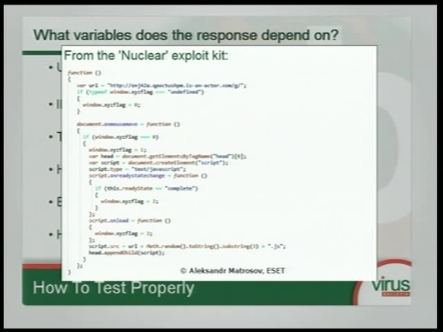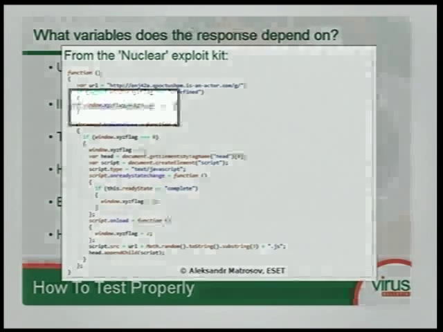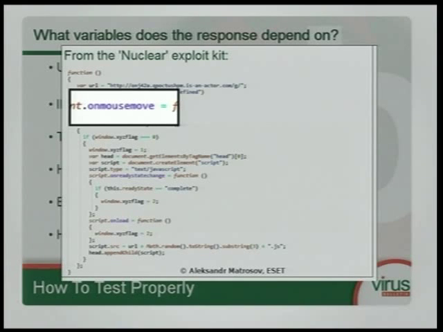This is a piece of JavaScript from the Nuclear exploit kit. Alex from ESET put it on their blog. And if you look carefully at this piece of code, you notice that something malicious will only happen if you move your mouse. And it's clearly an attempt to trick scanners that automatically scan the web into believing nothing bad happens on that website. And of course, this affects someone running a web filter test as well.